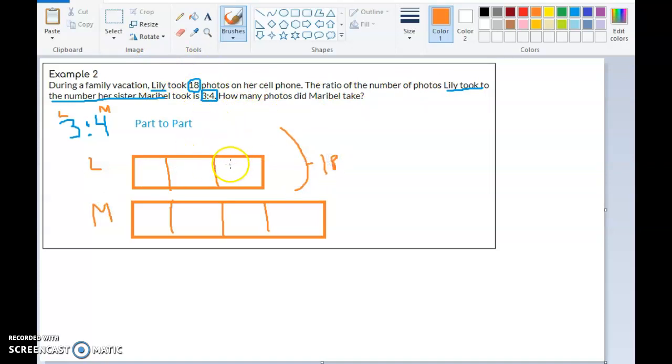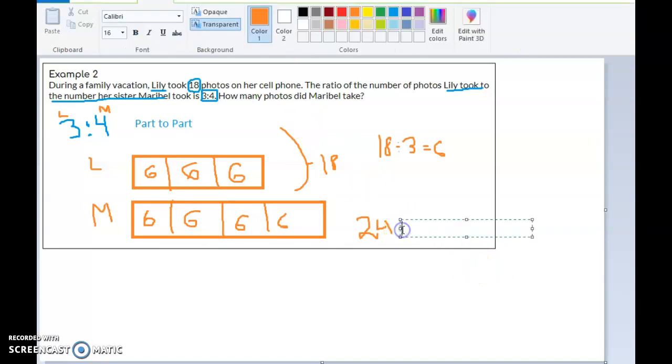Okay? So you're going to have to divide 18 by 3. Okay? 6, 6, 6. Okay? If they're all worth 6, I take 6 times 4, and I get 24 for Mirabella.